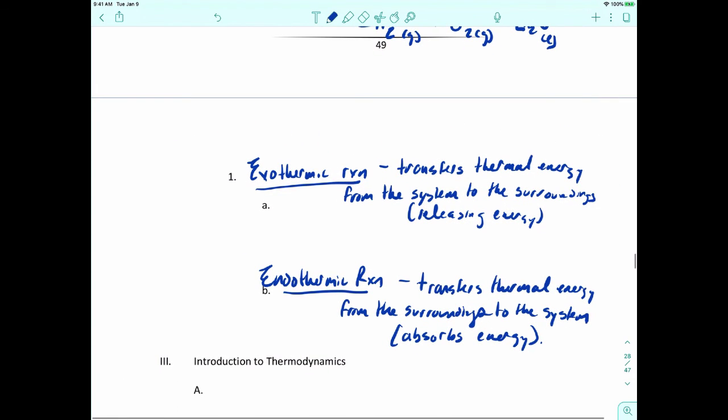Now that we've talked about the different types of systems, we've talked about exothermic and endothermic reactions, and we've talked about the types of energy, now we're ready to talk about the first law of thermodynamics, which is what we're going to talk about in the next video.